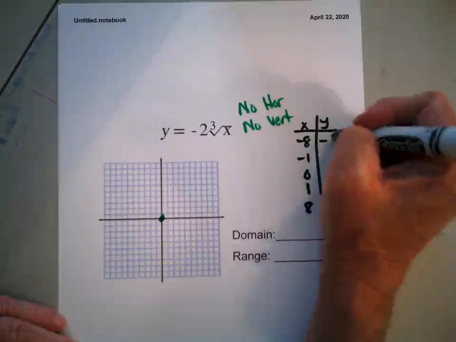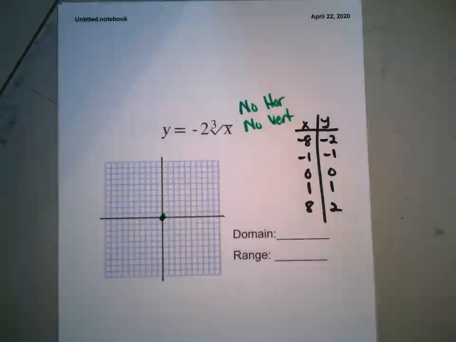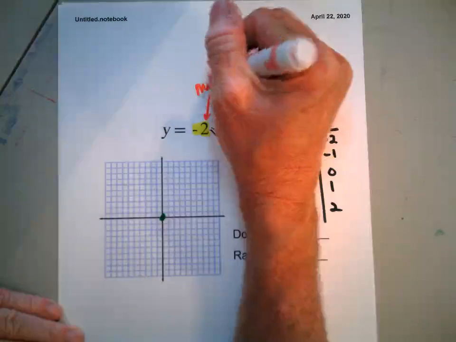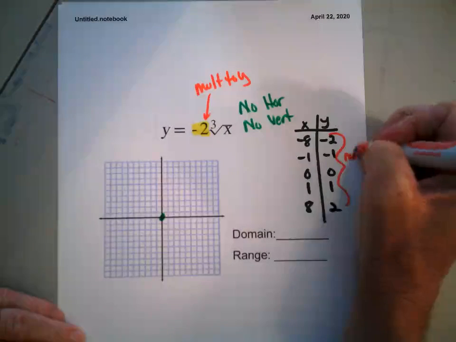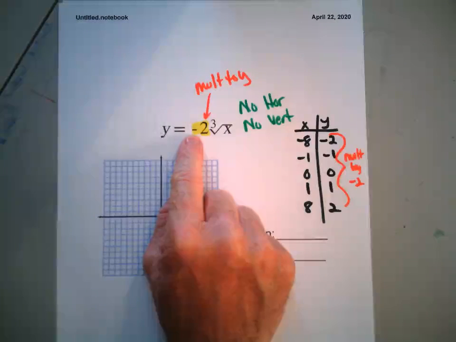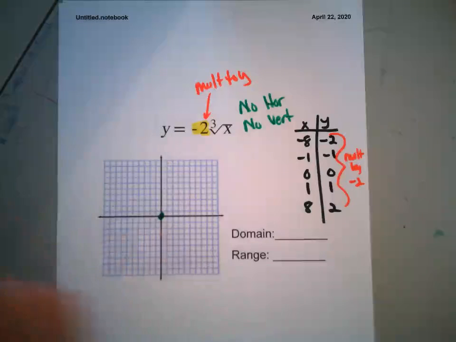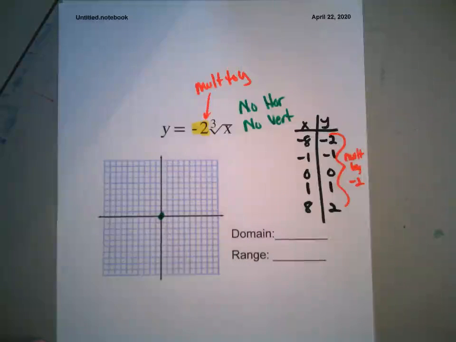Create a t-chart. And now we have a negative 2. Okay? So, much like yesterday, this acts as a multiplier to y. So all of these get multiplied by negative 2. The negative is an x-axis reflection. The 2 is a stretch. So this graph is going to flip over and then it's going to get taller. So it's going to go up a little bit more and down a little bit more.